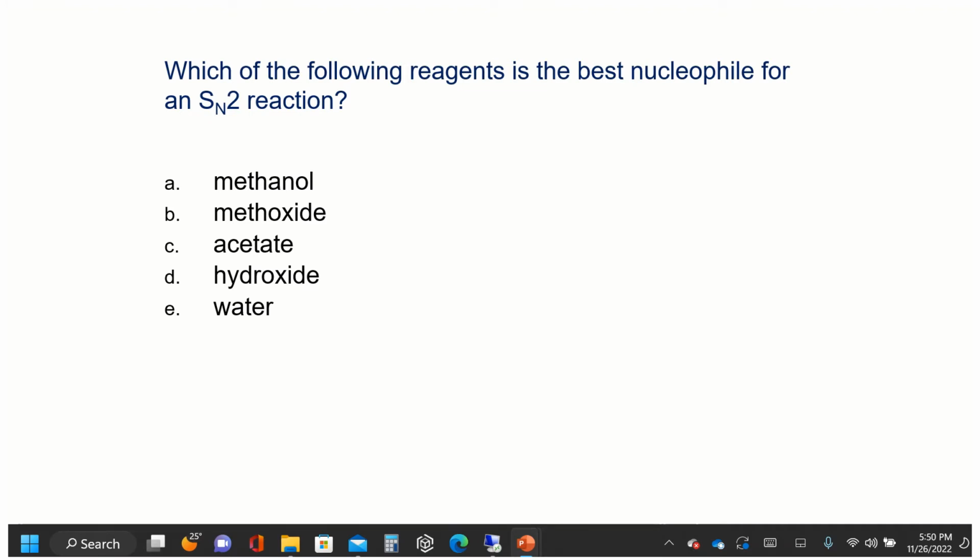You should have noted that methoxide is your correct answer because, yes, water is neutral, methanol is neutral, and methoxide, acetate, and hydroxide are charged. But for acetate, remind yourself, the charge is being shared between two oxygens. So that leaves us with the methoxide and hydroxide. And of course the methoxide is a stronger base.